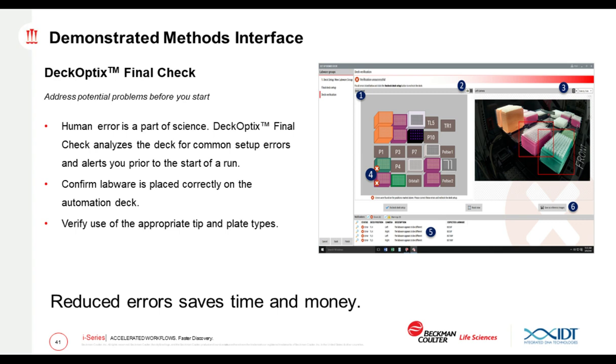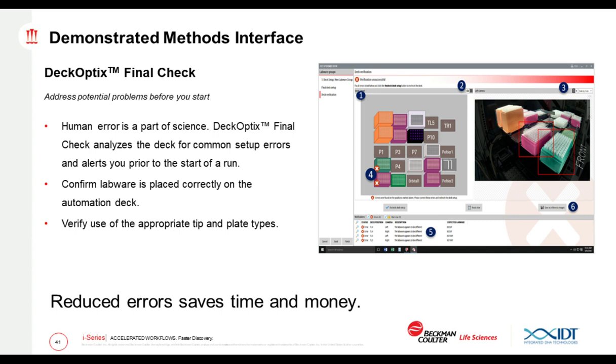Human error is a part of science. There are a lot of components that get added to the deck, so it's easy to make mistakes. With the help of left and right cameras on Biomek, Deck Optics Final Check helps identify common errors that can result in wasting expensive chemistry, failed experiments, and delayed projects.